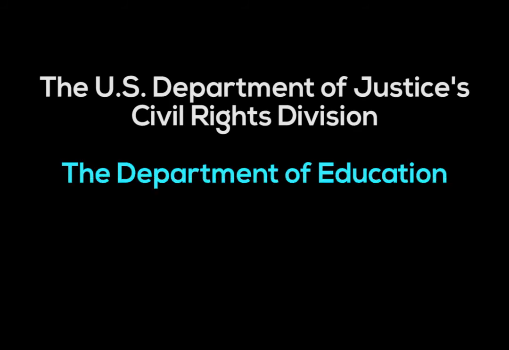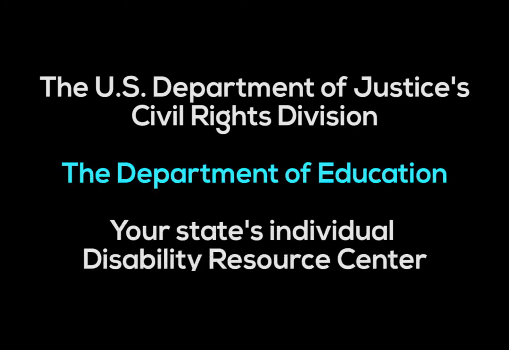If you have questions about how specific accommodations are affected by these federal laws, please contact the agencies that oversee the specific regulations, including the U.S. Department of Justice's Civil Rights Division, the Department of Education, or your state's individual disability resource center. These agencies have great resources to help make sure that children are kept safe in any learning environment.